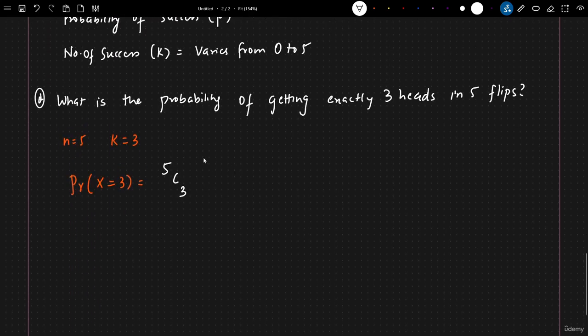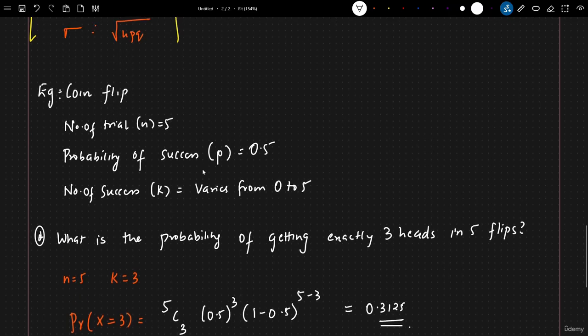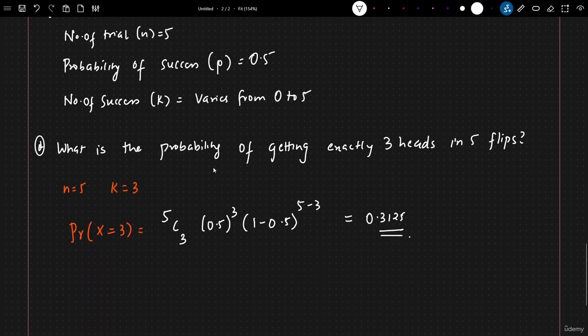Then p to the power of k, where p is the probability 0.5, to the power of 3. Then I have 1 minus 0.5 to the power of 5 minus 3, that is n minus k. And if you go ahead and calculate this, you will get 0.3125. This is the beautiful answer that you can get. And this is the kind of question that you may get as a data analyst or in any interview. What is the probability of getting exactly 3 heads in 5 flips?